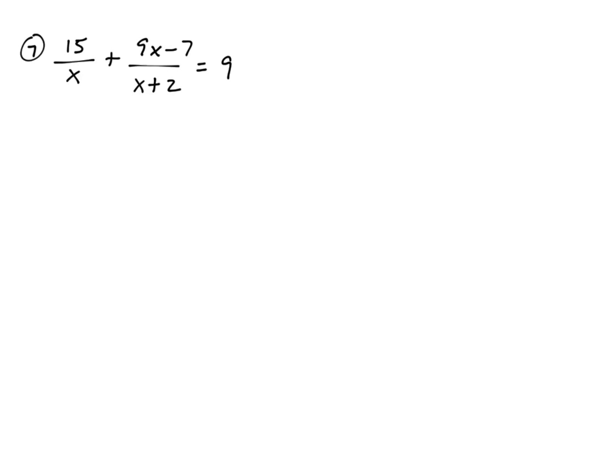Here we've got 15 over x plus (9x minus 7) over (x plus 2) equals 9. So in this case, we've got denominators here of x plus 2 and x. So what we need to do is recognize that our least common denominator in this case is going to be x times (x plus 2). We're not just going to use the x plus 2 because it has an x in it. That doesn't work that way. In this case, x and x plus 2 are different quantities, so we have to account for them together like this. So we're going to multiply both sides of the equation by this.